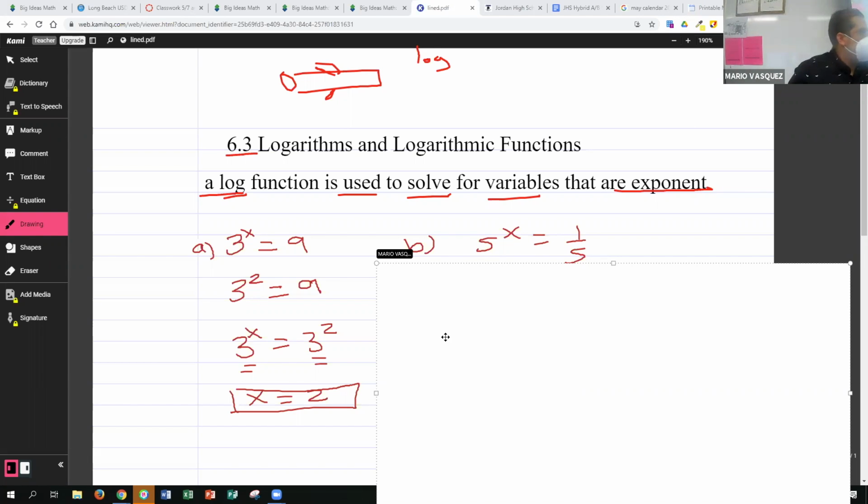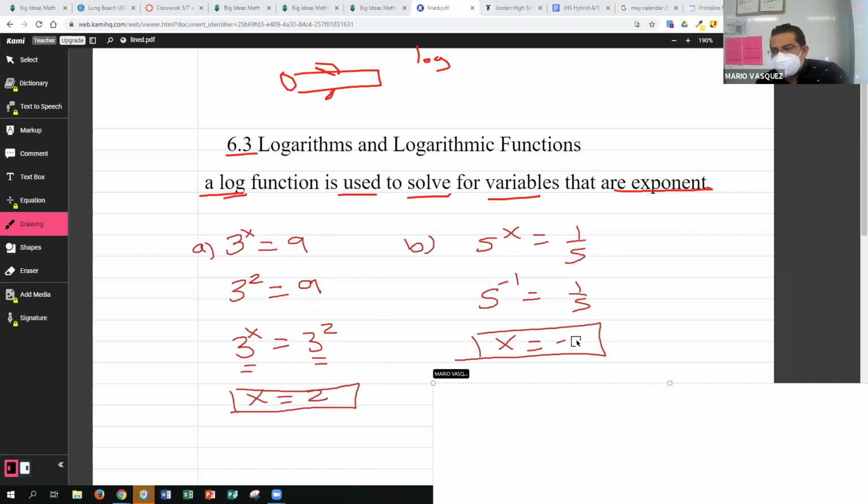Yes, negative what? Negative 1, you were right. Here's the answer. 5 to the negative 1 is equal to 1/5. So the answer is x equals negative 1. Write that down and you're done. We did it, you guys. Yeah, so good job, you guys. Write that down. 5 to the negative 1 is equal to 1/5 because of the inverse property. So x equals negative 1.